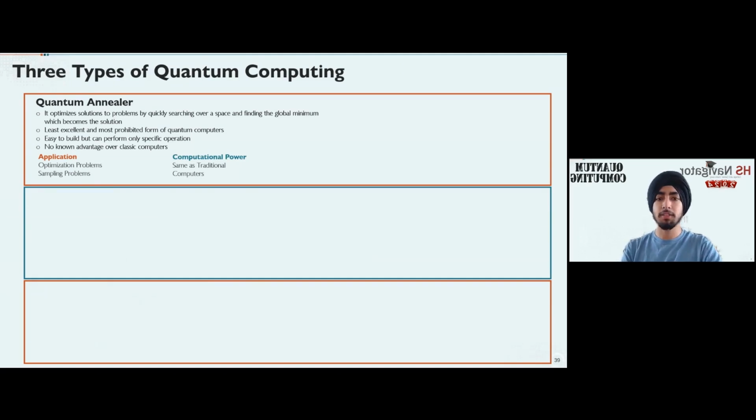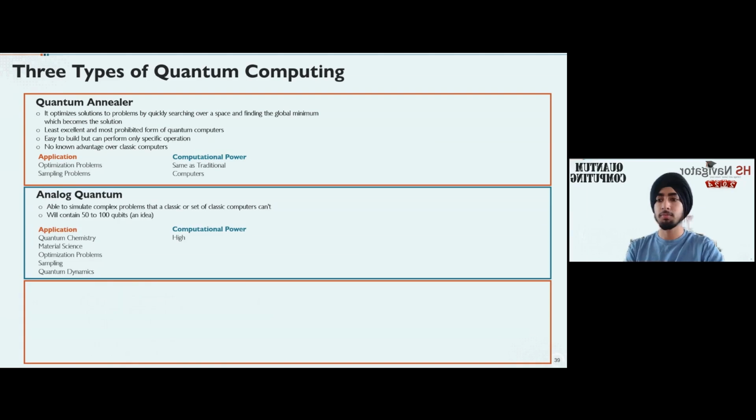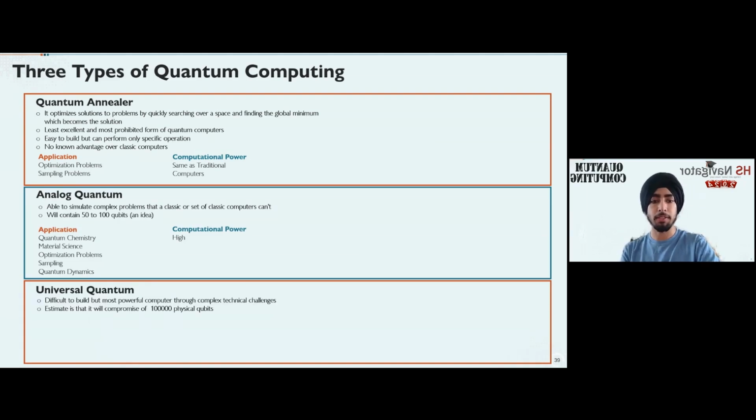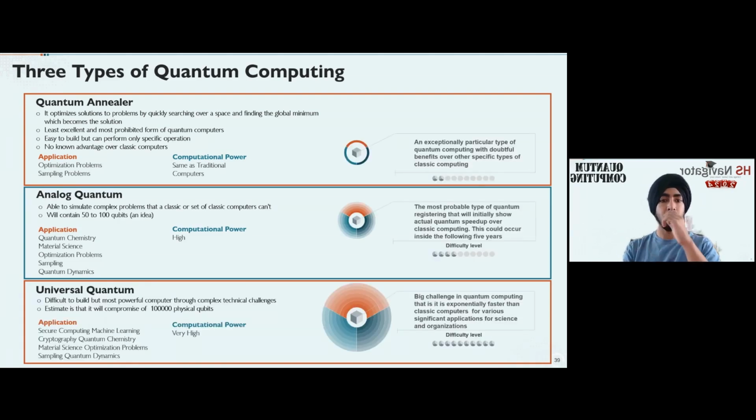So what are some of the different types of quantum computing? We've talked about what quantum computers are and how they work. Now we're going to talk about a little bit of what are the types of quantum computing, or quantum computers, that are available. So there's quantum annealers, which are very, very basic versions of quantum computers.